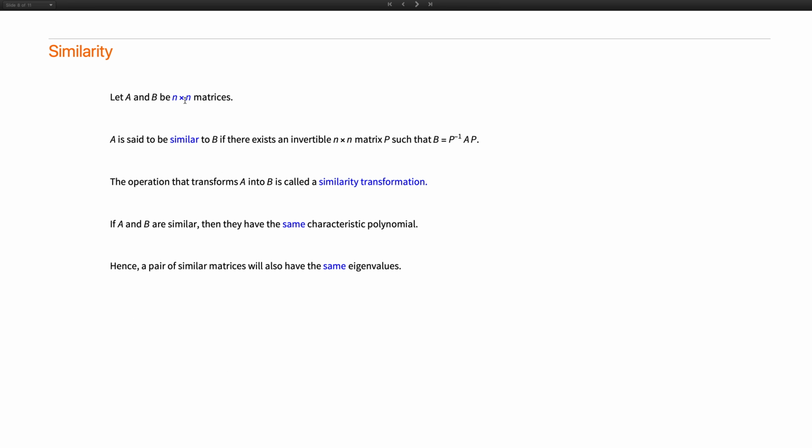Okay, on to another very important idea for this course, and that's the notion of similarity of matrices. Let's say you have two matrices A and B, both n by n. We say that A is similar to B if there is a matrix P such that B is P inverse A P, that product over here. And this operation that takes you from A into B is called a similarity transformation. Now the fact is that if you have two similar matrices A and B, then they have the same characteristic polynomial, and hence they also have the same eigenvalues. So similar matrices are important because they have the same eigenvalues.